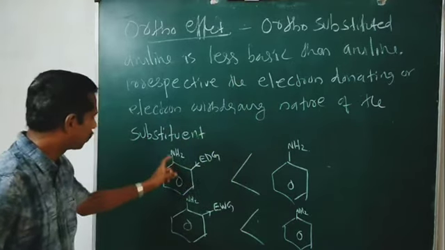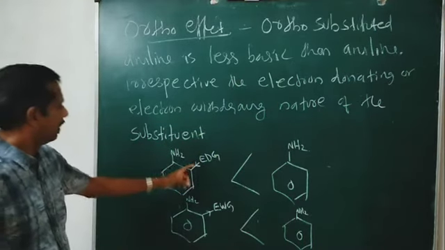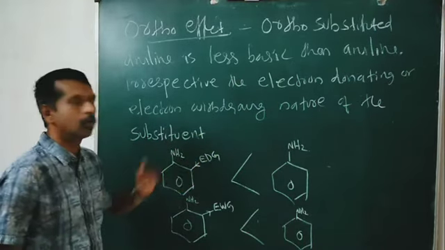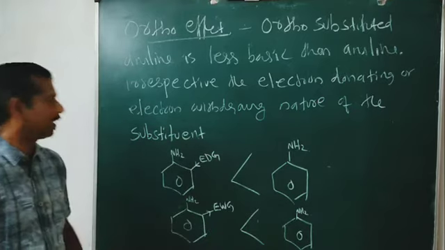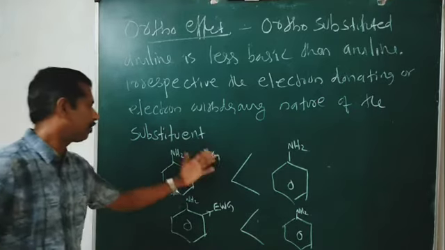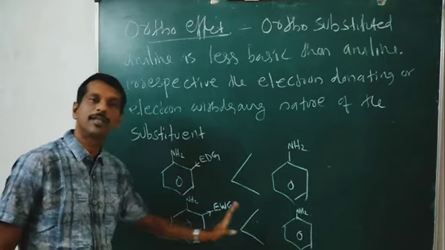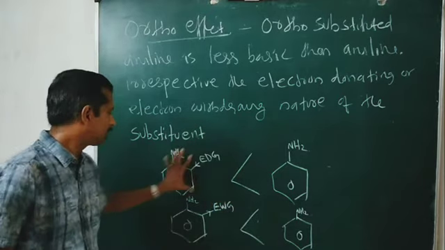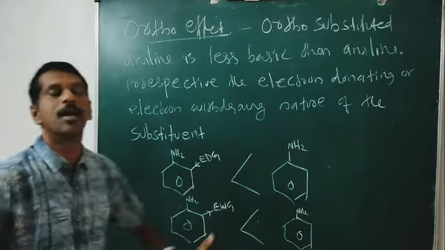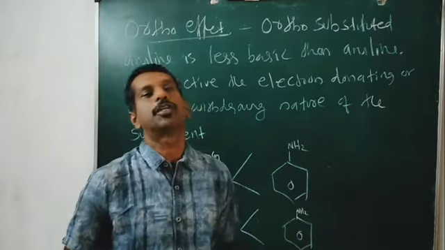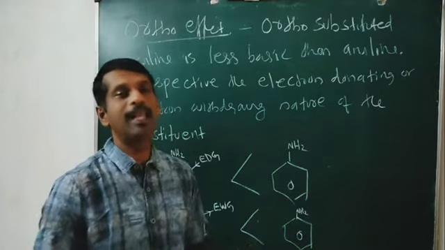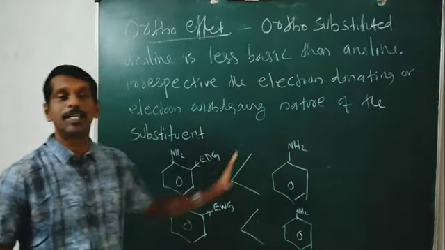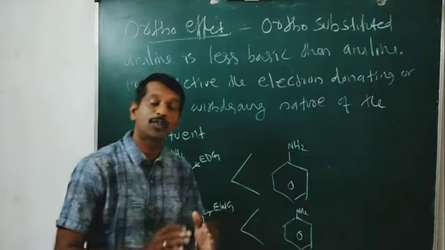This is ortho substituted aniline. Here the substituent is electron donating group, and in the second it is electron withdrawing group. Irrespective of electron donating or electron withdrawing nature of the substituent, this ortho substituted aniline is always less basic than our normal aniline. Okay, this is what is called ortho effect.